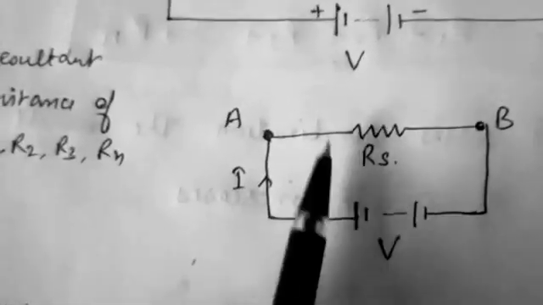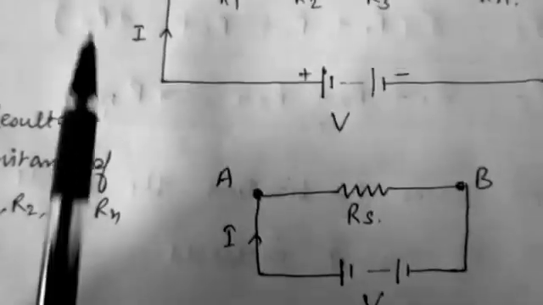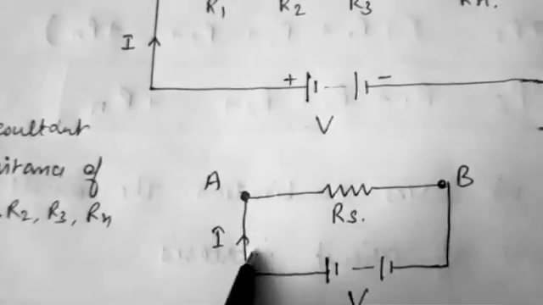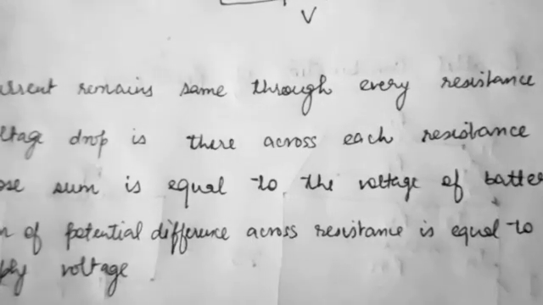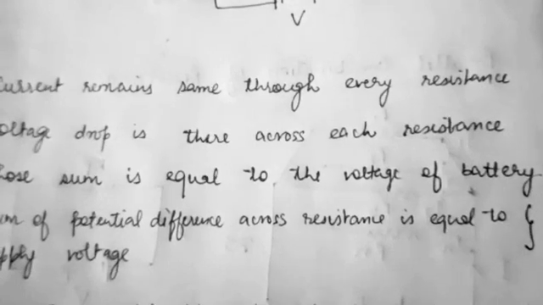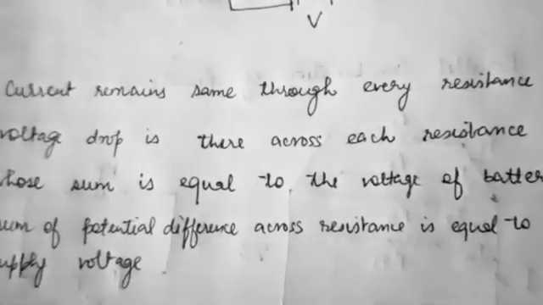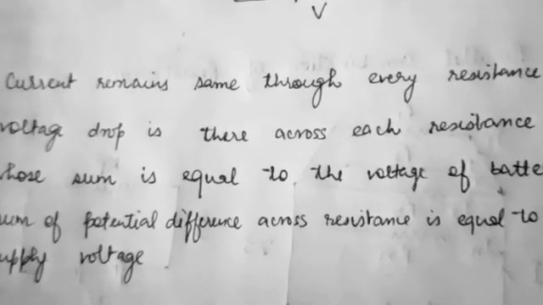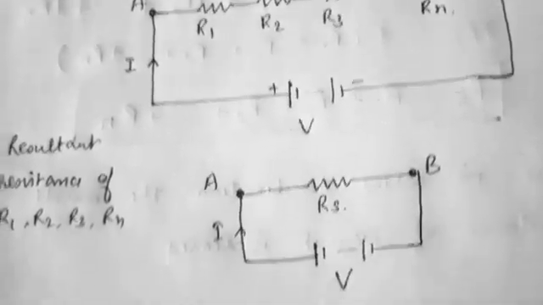If we know RS and we know V, then we can easily find the net current flowing through the circuit. In series, the current remains the same through every resistance, and the voltage drops across each resistance sum up to the supply voltage. The sum of potential differences across the resistances is equal to the supply voltage. So from the figure we can write V is equal to V1 plus V2 plus V3 plus dot dot Vn.